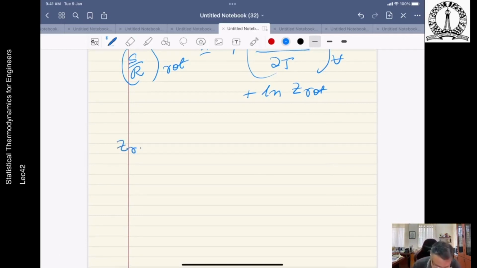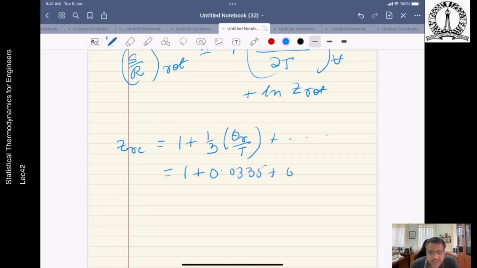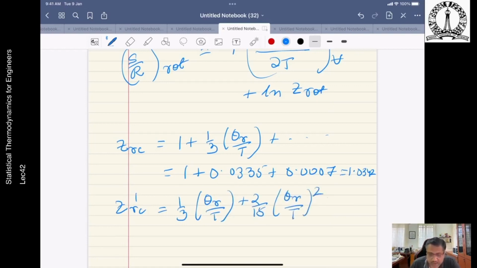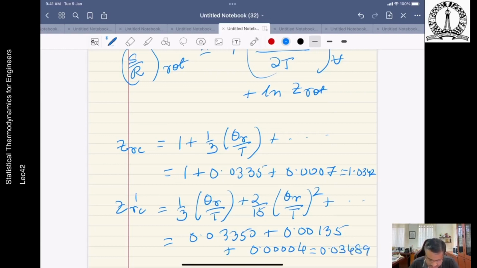So the correction terms, for example, ZRC will be 1 plus 1/3 theta r by T, and so on. So it is like 1 plus 0.0335 plus 0.0007. The first two terms are sufficient because the series drops off quickly. Okay, so RC prime is 1/3 theta r by T plus 2 by 15 theta r by T square, and so on. Again, depending on the situation, you evaluate a few of the terms. So 0.03350 plus 0.00135 plus 0.0000, there are 4 zeros, 4, which is basically 0.03489. So this is the term.